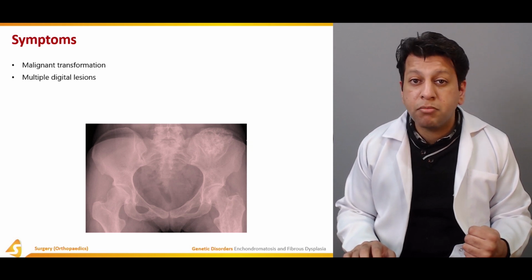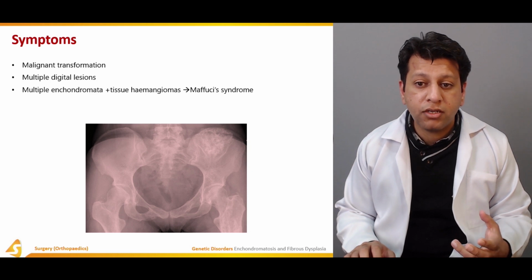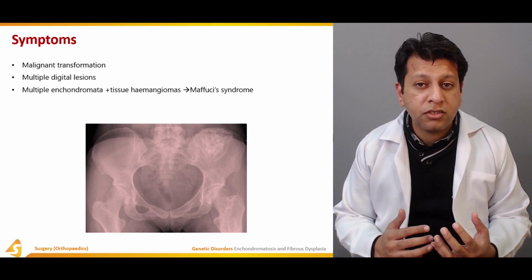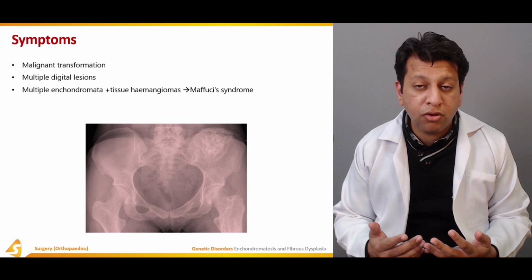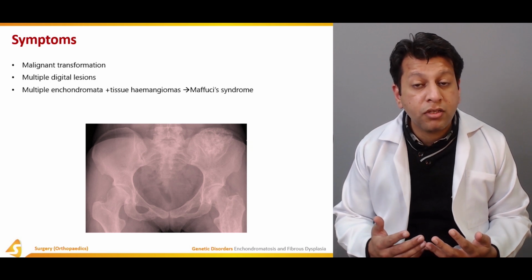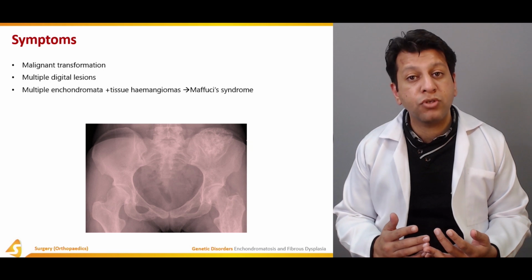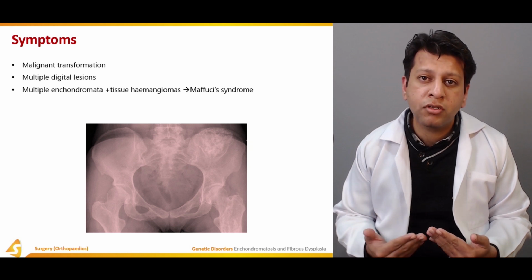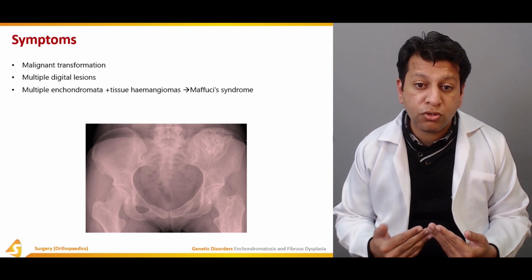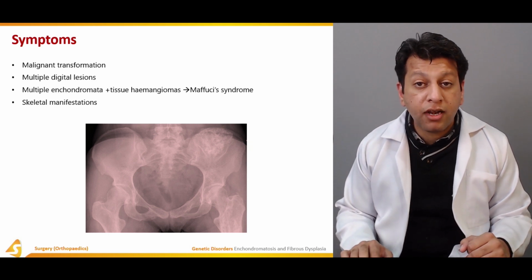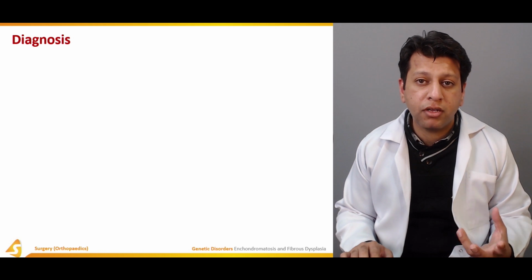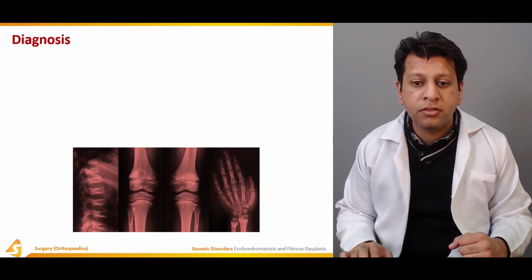Usually, if they are present in multiple digits, it is called Ollier disease or Maffucci syndrome. Multiple enchondromatosis of the hands is termed Ollier disease. Multiple enchondromatosis of the hand along with vascular hemangioma is termed Maffucci syndrome. These are two different patterns, but as they are cartilaginous tumors, they have a tendency to develop into chondrosarcoma. Other skeletal manifestations may also be present, leading to bone pain, angular deformities, and deformity of the hand because of the multiple enchondromas of the metacarpals.